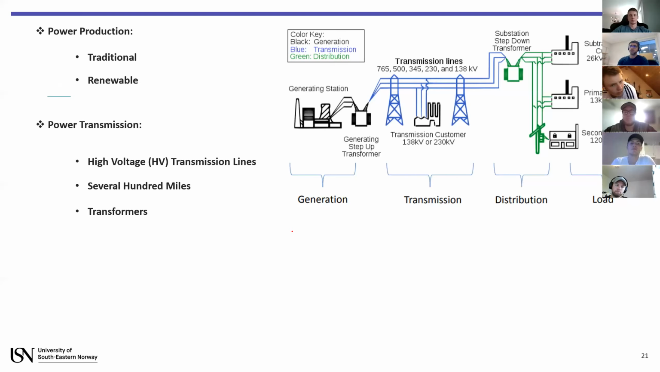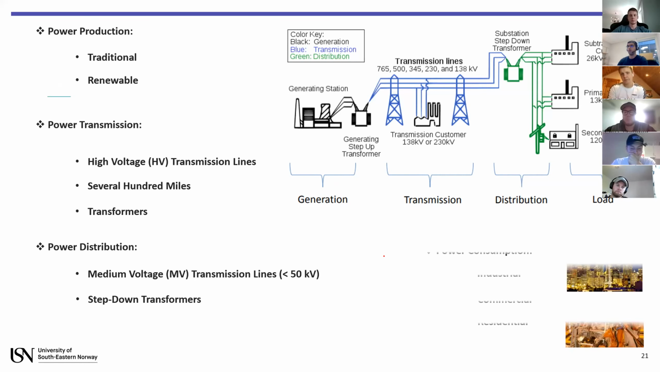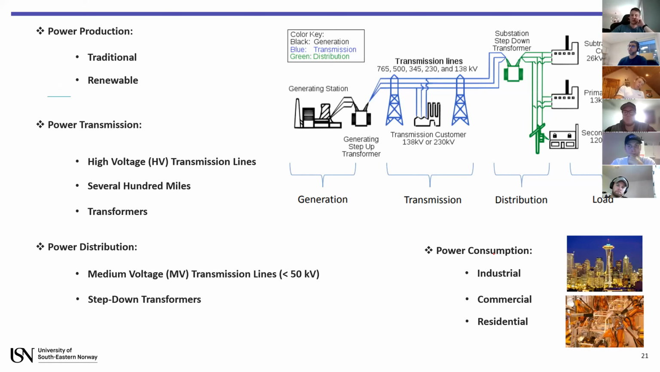Power transmission. We have a new technology for high voltage transmission lines, and it's 100 miles. It's a very important property, and the transformers. And for the distribution, again, we have transformers and the medium voltage transmission line, and the power consumption. We have different types: industrial, commercial, residential loads in the power system.